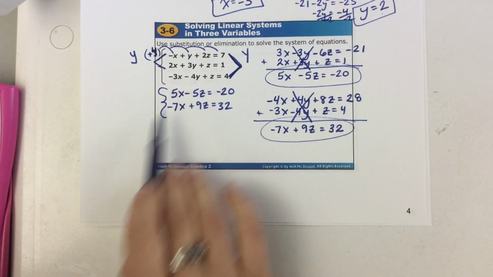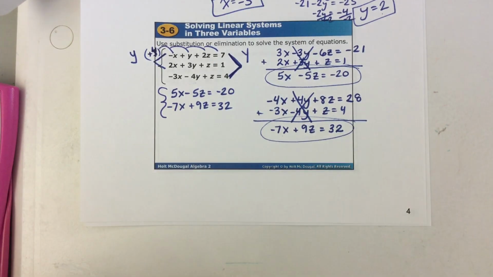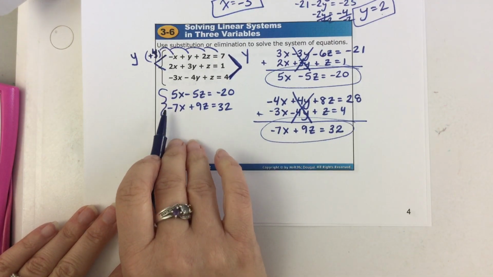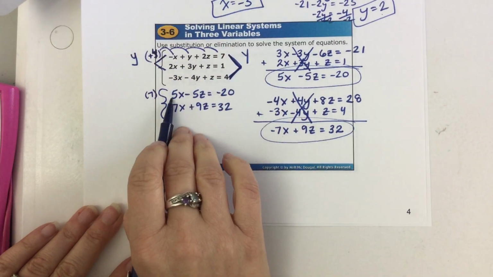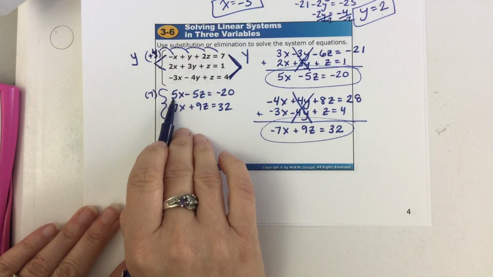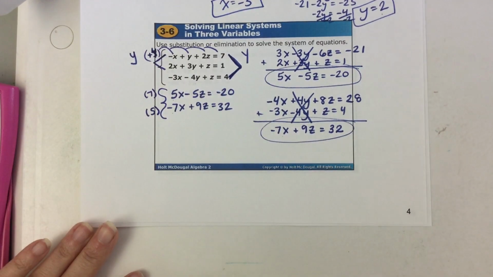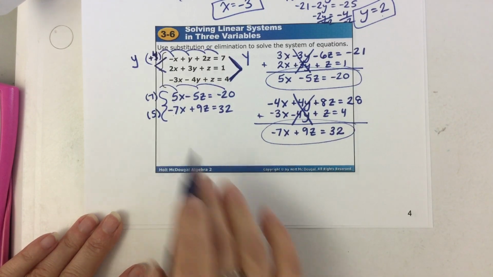I need to look and say, what's a number I can turn both 5 and 7 into? Well, that's 35. I need one of them positive and one of them negative. Right now, I already have that. The 5 is positive, the 7 is negative. So to turn a 5 into a 35, I multiply by 7. To turn a negative 7 into negative 35, I need to multiply by 5. But you have to remember that you multiply every single term.